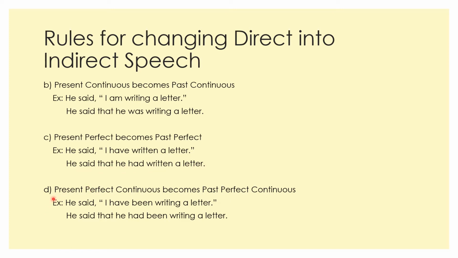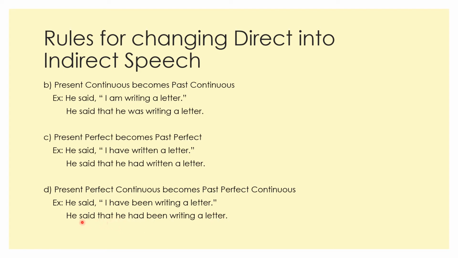The next example: present perfect continuous becomes past perfect continuous tense. The sentence reads: He said, "I have been writing a letter." Have been writing a letter is in the present perfect continuous tense. That will become the past perfect continuous tense, so it will be had been writing a letter. The sentence in indirect speech: he said that he had been writing a letter.